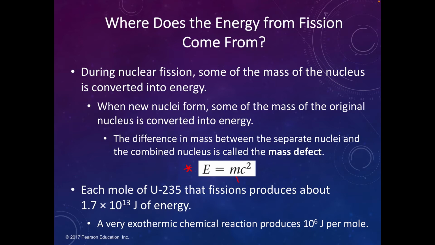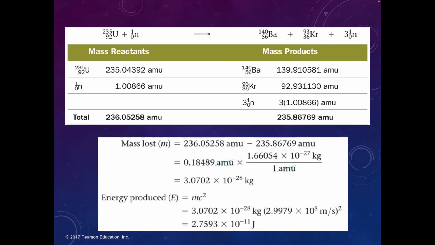Okay, and again, we can use that mass difference. The mass difference is going to be pretty small, right? But it's times the speed of light squared, and that will get us our energy that's being released in this reaction. And if you do this enough times, right, you're going to get a ton of energy that's being produced. Each mole of uranium-235 that undergoes fission produces about 1.7 times 10 to the 13th joules of energy. That's a ton of energy, right? If we think about a really exothermic chemical reaction, that would be about 10 to the 6 joules per mole. So this is like a crazy amount of energy.